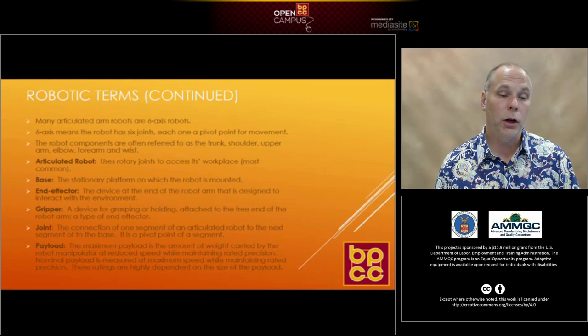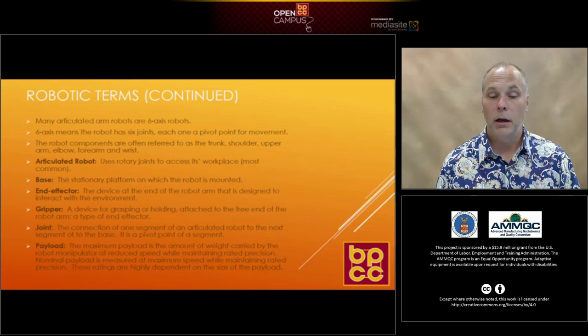The term joint, as we've talked about before, is the connection of one segment of an articulated robot to the next, which is also segmented to the base. It's a pivotal point of a segment. And then payload.